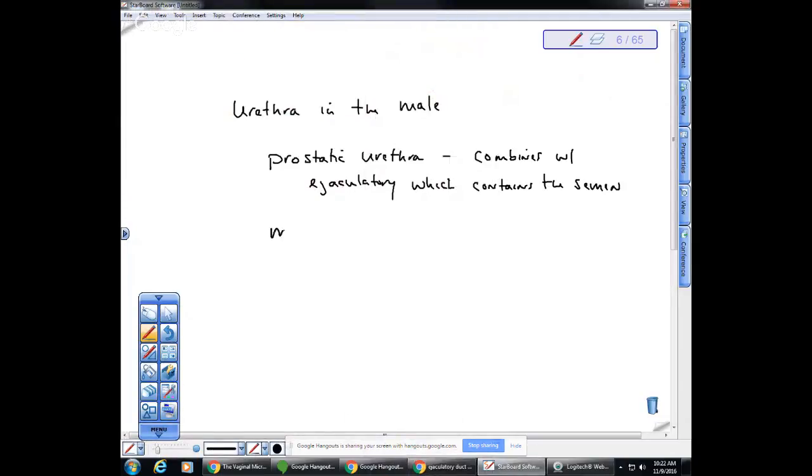Okay, then we have what is called the membranous urethra. And so this is going through the body wall. And so this is going through the perineum. So this is traveling through the muscle. So this is traveling through the perineum, which is skeletal muscle.